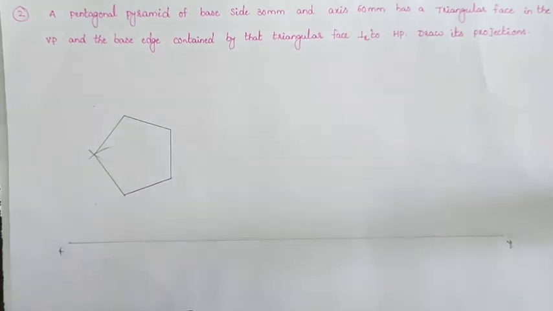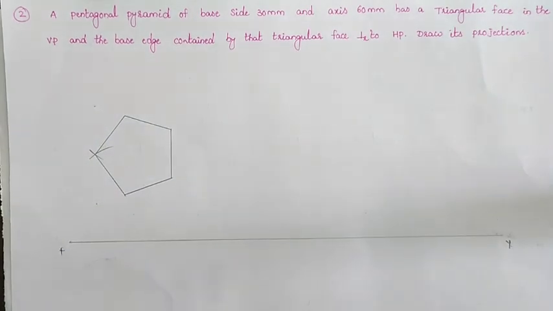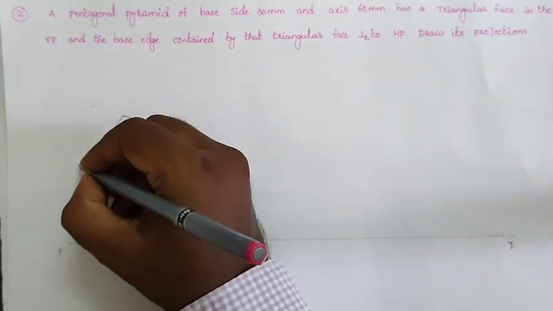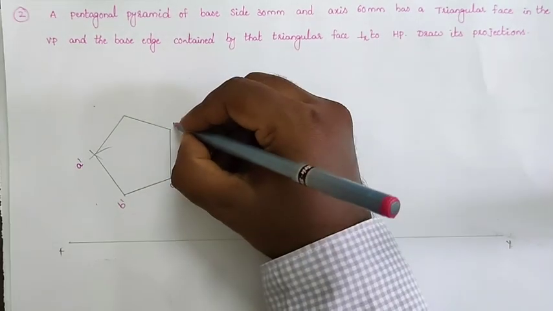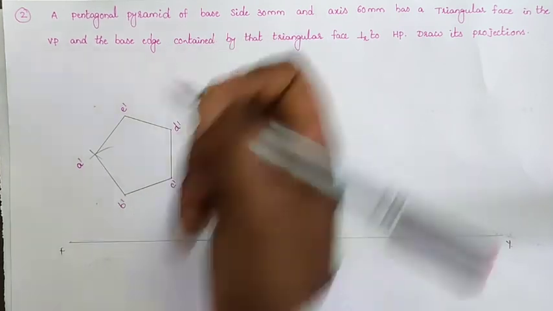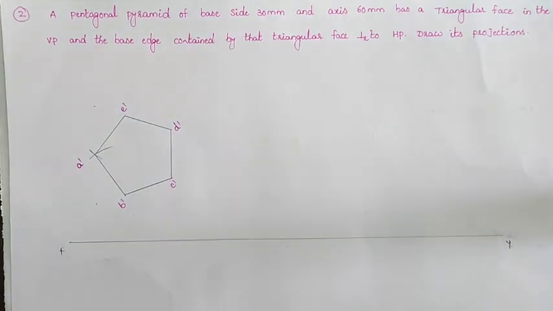They are giving a pentagonal pyramid. We know that a pyramid has only one base, so we use only one type of numbering: A dash, B dash, C dash, and I am giving D dash and E dash points. After drawing the pyramid, in the case of a pyramid the internal edges are also drawn thick.